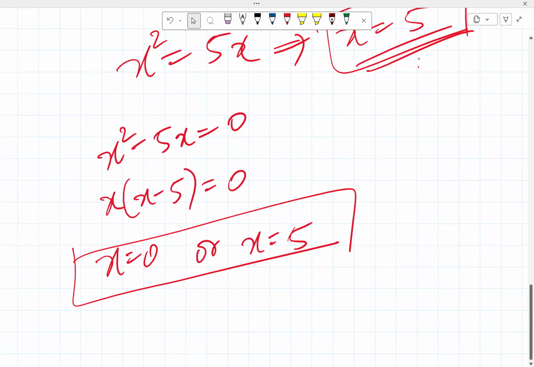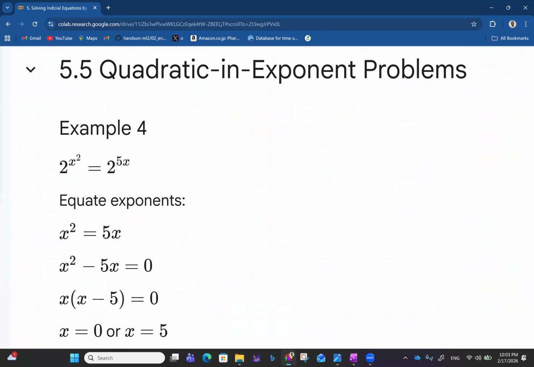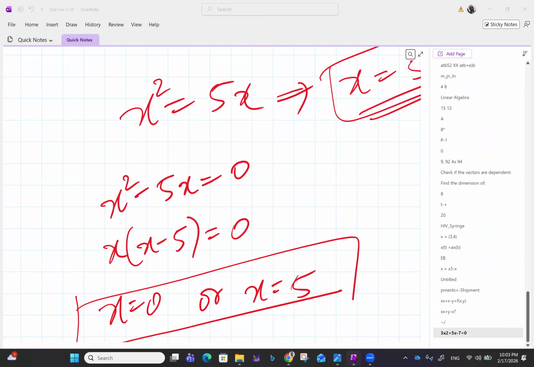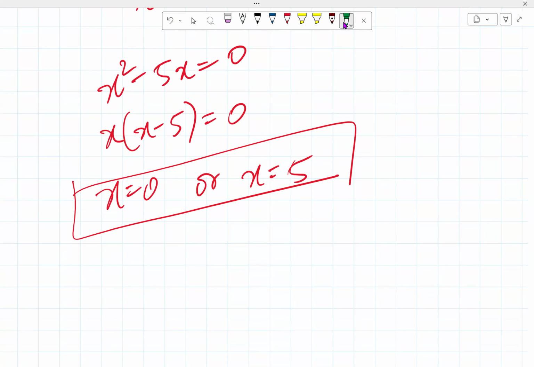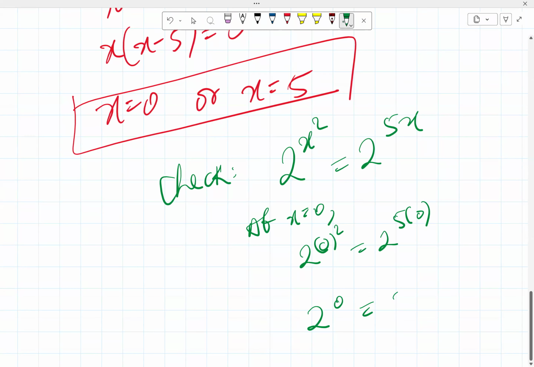And of course, this was coming from which expression now? It was coming from 2 raised by x squared and 2 raised by 5x. So you can always check to be sure that what you have done is correct. You have 2 raised by x squared, then 2 raised by 5x. For x equals 0, you have 2 raised by 0 squared and 2 raised by 5 times 0. Of course, that means you have 2 raised by 0 equals 2 raised by 0. That's 1 equals 1, easy.